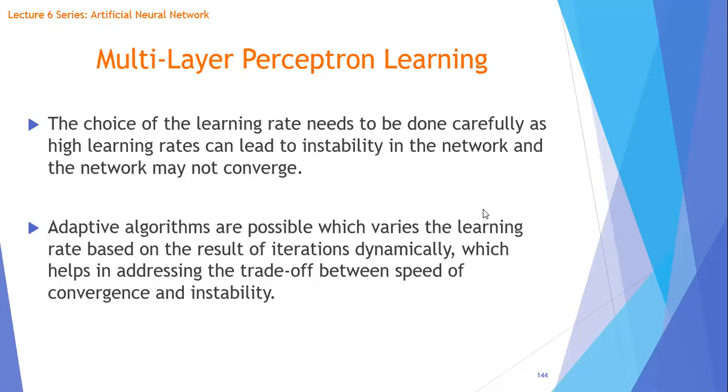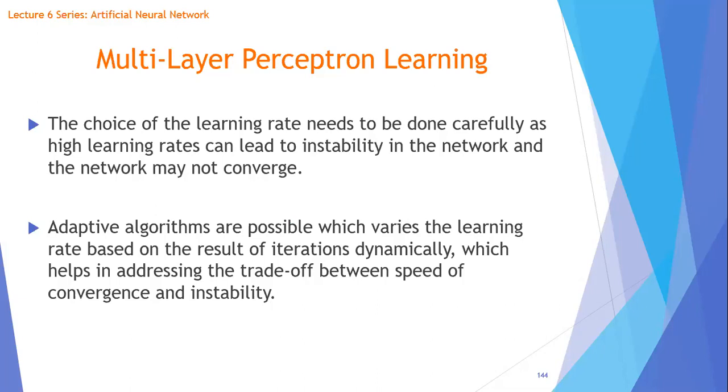Now, in this last slide, the choice of a learning rate needs to be made carefully, as high learning rates can lead to instability in the network, and the network may not converge. But typically, in advanced optimization methods or in software packages, the learning rate is taken care of for you, because adaptive algorithms dynamically modify the learning rate, depending on the rate at which your gradient is changing.